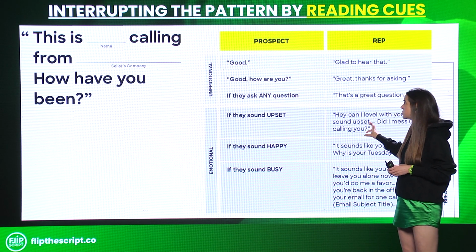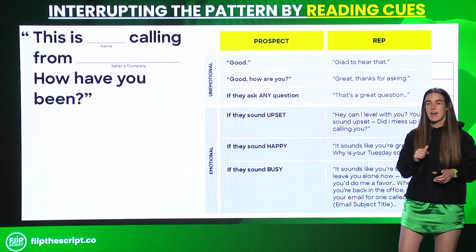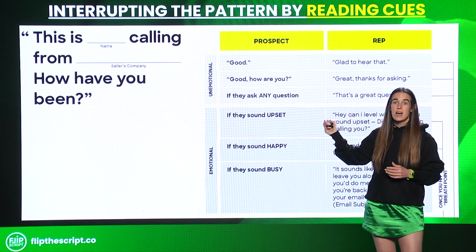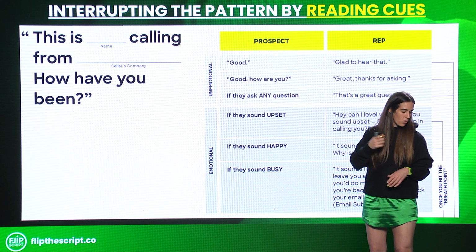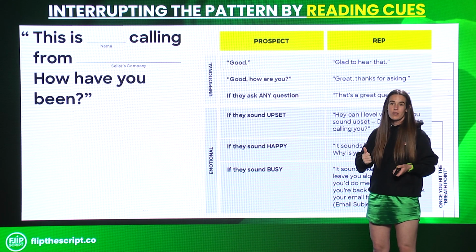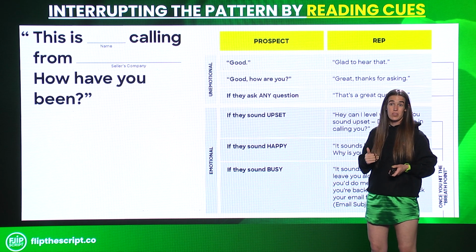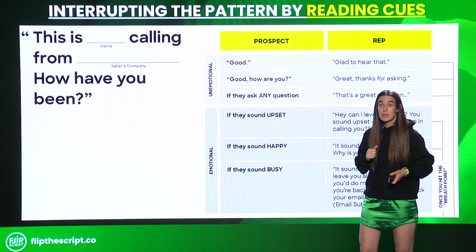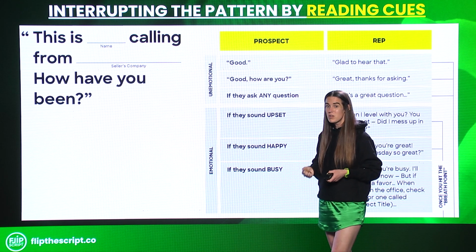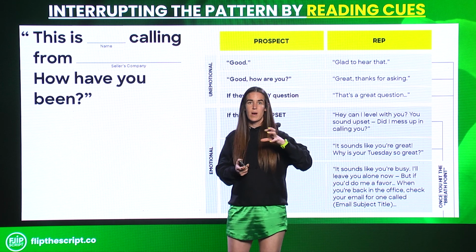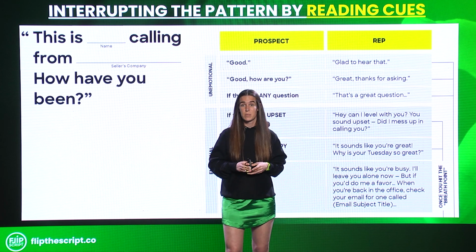And then three different responses if they do sound like they have an emotion. So if they have an emotion and they sound upset, whether that's a question that they ask or a statement that they say, then I essentially pattern interrupt there and say, "Hey, can I level with you? You sound upset. Did I mess up in calling you?" And usually what you hear your prospect say is, "No, it's not you. It's just X, Y, and Z."